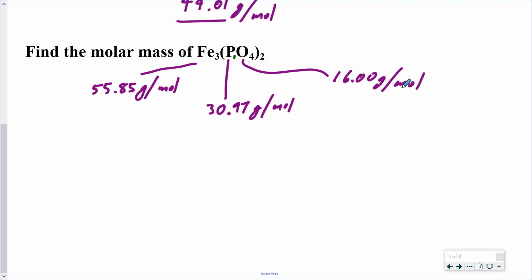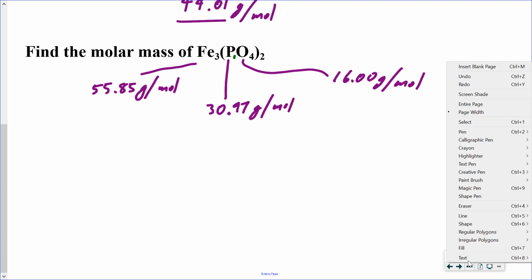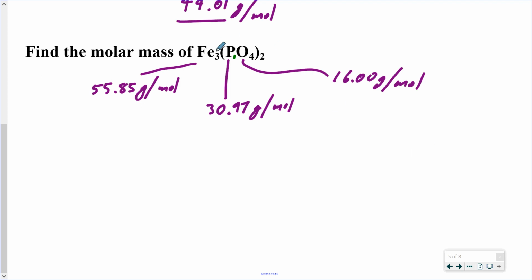I'm going to do this a little differently, and maybe I'll grab a different color here as well. Now, how many of these do I have? That is the atomic mass for iron, but this number 3 right here tells us that we have 3 of them, so we need to multiply this number by 3. In 1 mole of iron(II) phosphate, we have 3 moles of iron, so we need to multiply that atomic mass for iron times the 3.